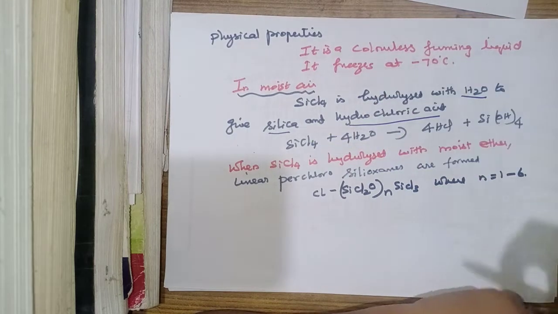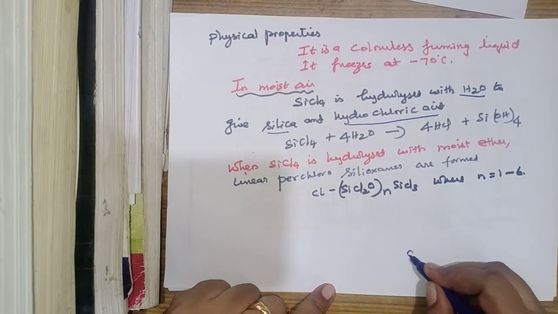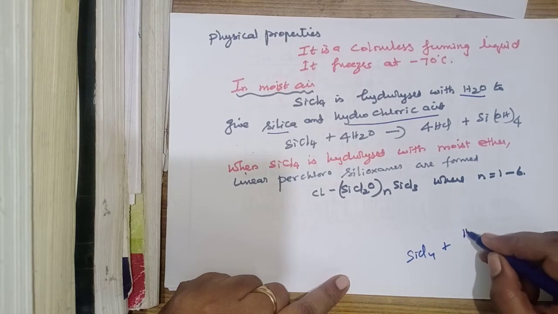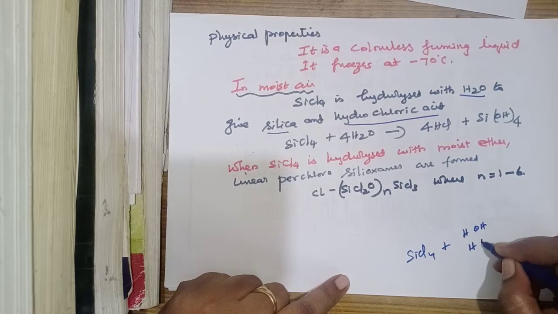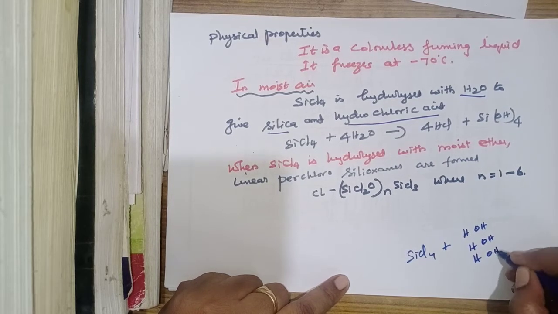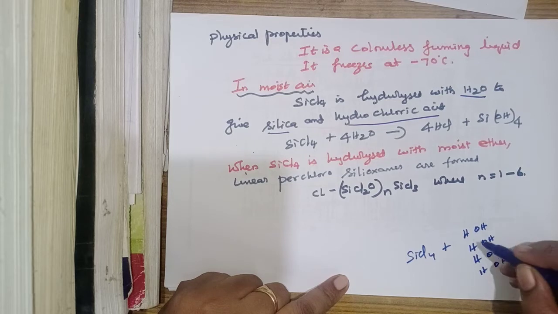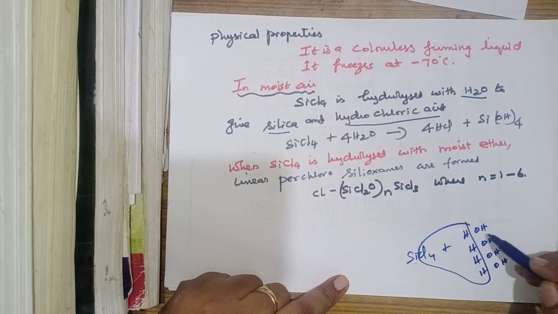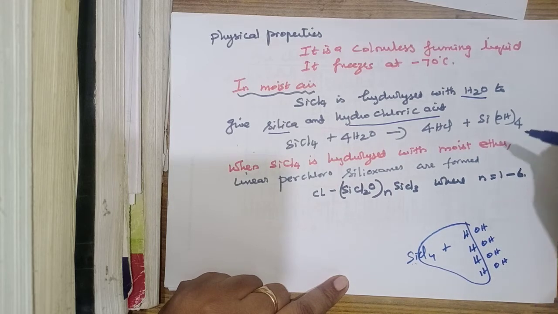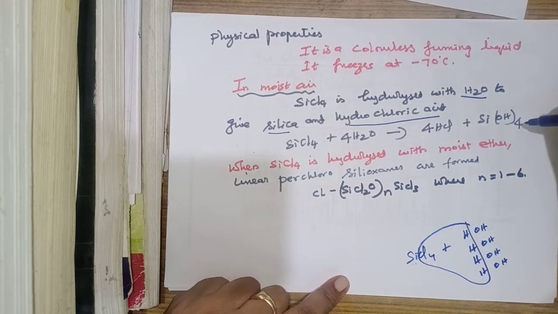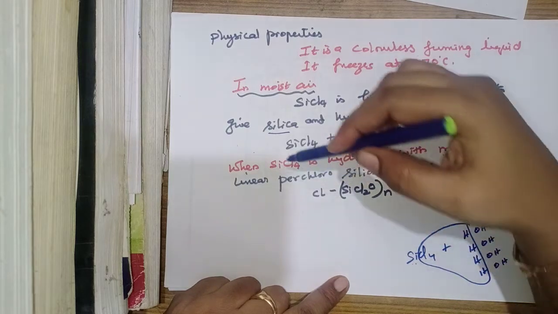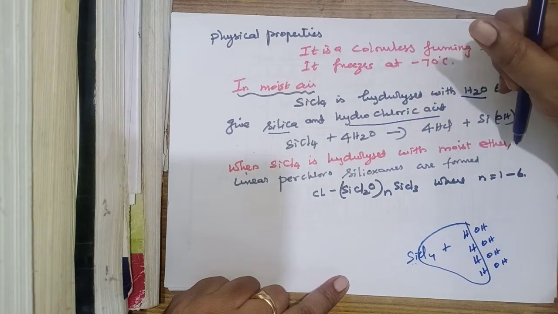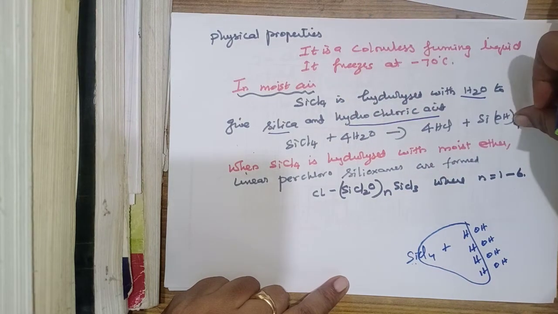Now take SiCl4. SiCl4 reacts with 4 moles of water, that is HOH, HOH, HOH, HOH. Now remove 4 HCl. The remaining is Si(OH)4. This is silicon tetrahydroxide. Now when silicon tetrachloride is hydrolyzed with moist ether, this one is moist air, this one is moist ether.